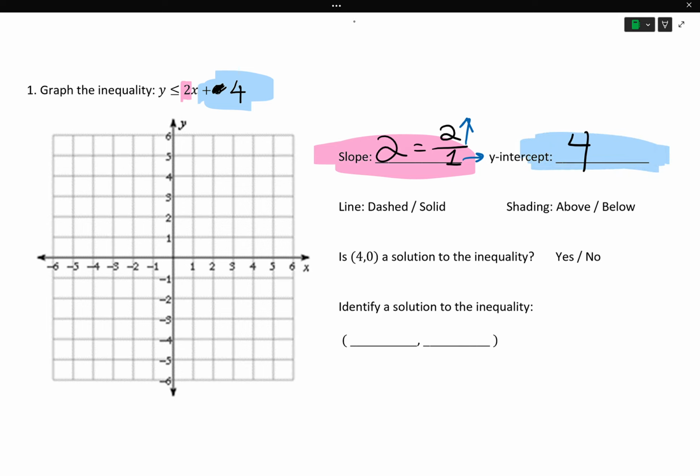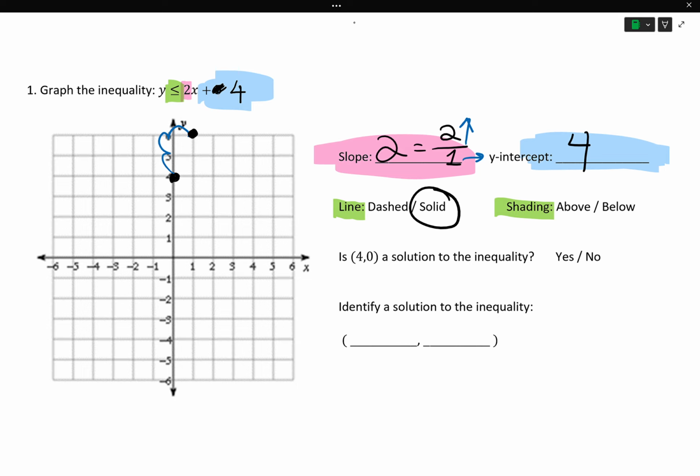Okay, so I begin with drawing the y-intercept, and then I'm going to follow the slope to find my second point. Up 2, to the right 1. Sweet. So that's step 1 that we wrote down in words. Step 2, we need to decide whether a line is dashed or solid and whether we shade above or below. So let's take a look at the symbol. The symbol has a solid line underneath it, which means our line is going to be solid.